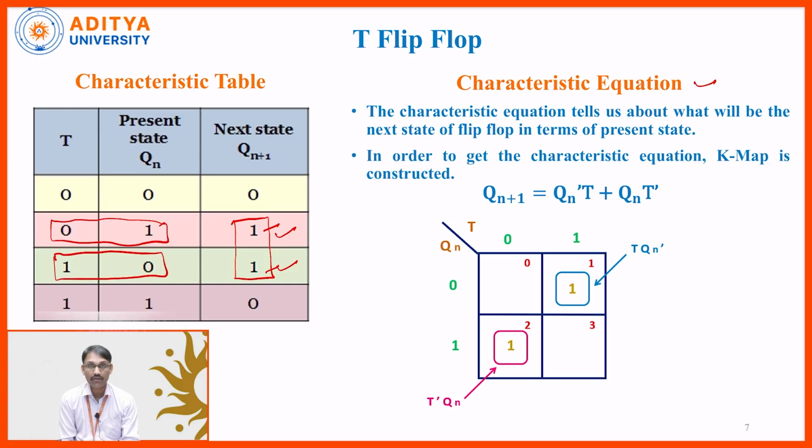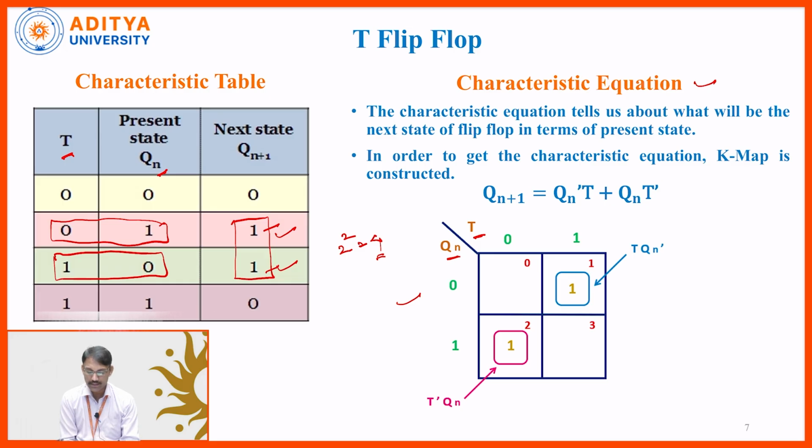Now, with the help of the corresponding two inputs, we can construct a K-map. The K-map is like this. Two inputs mean we have to draw a total of 4 boxes. For these 4 boxes, the two inputs are T and Qn. So 2 to the power of 2 is equal to 4, that is 4 boxes we have to draw.